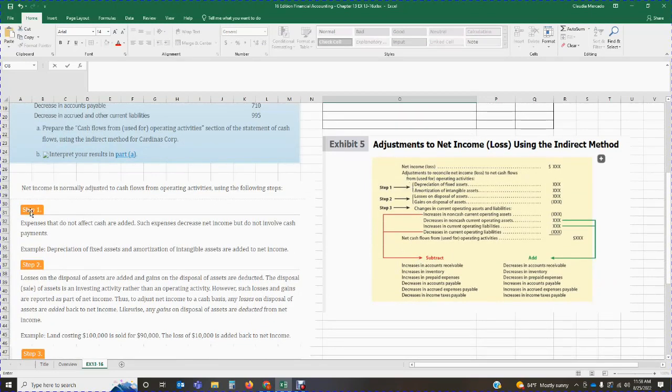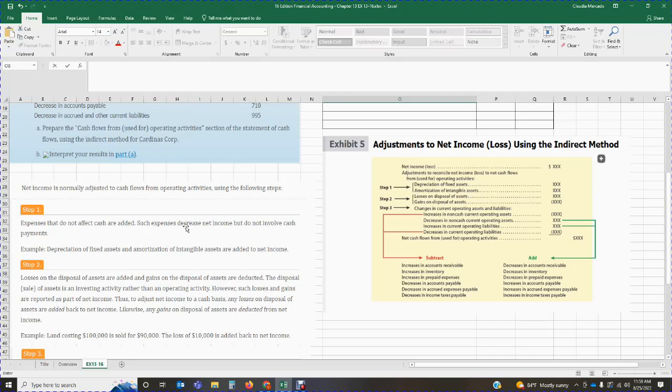Step number 1, expenses that do not affect cash are added. Remember when we prepare our income statement, we are using accrual basis accounting. Now in this particular step, we are making adjustments only to reflect transactions that were impacted to cash. If the transaction did not impact cash, then we need to adjust. So expenses that do not affect cash are added. Why? Because we subtracted those expenses, but they were not paid with cash. So now we're going to add those back.